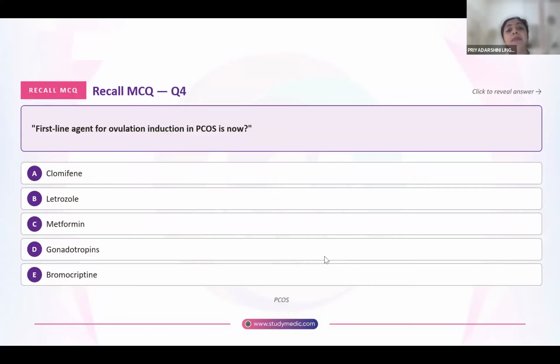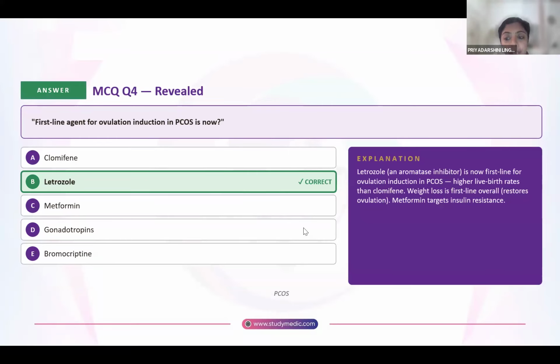All of these drugs can be used for a woman with PCOS. Metformin is for insulin resistance. Bromocriptine is for hyperprolactinemia. Gonadotropin, letrozole, clomiphene, all these three can be used for ovulation induction. However, the first line drug is going to be letrozole.